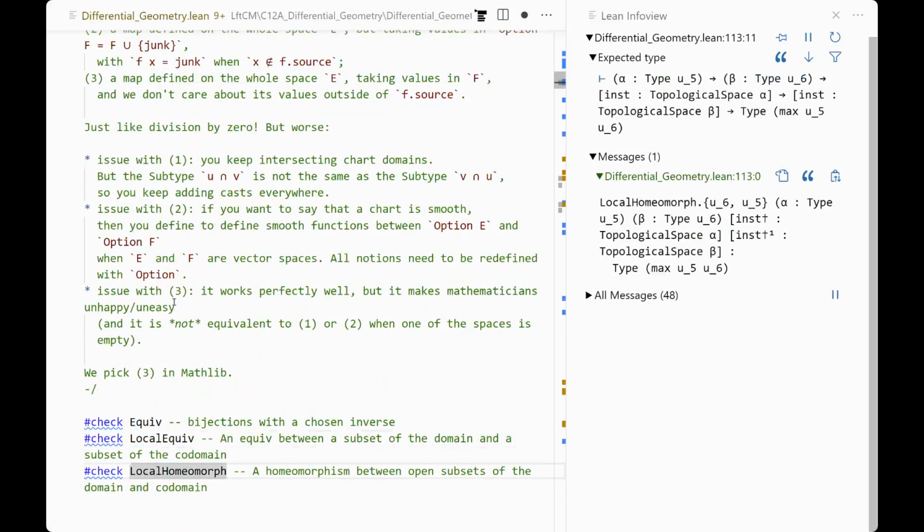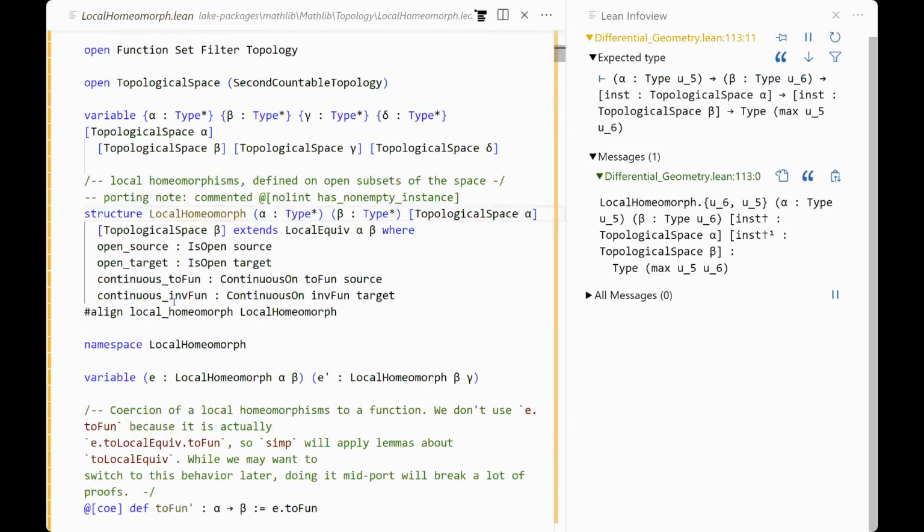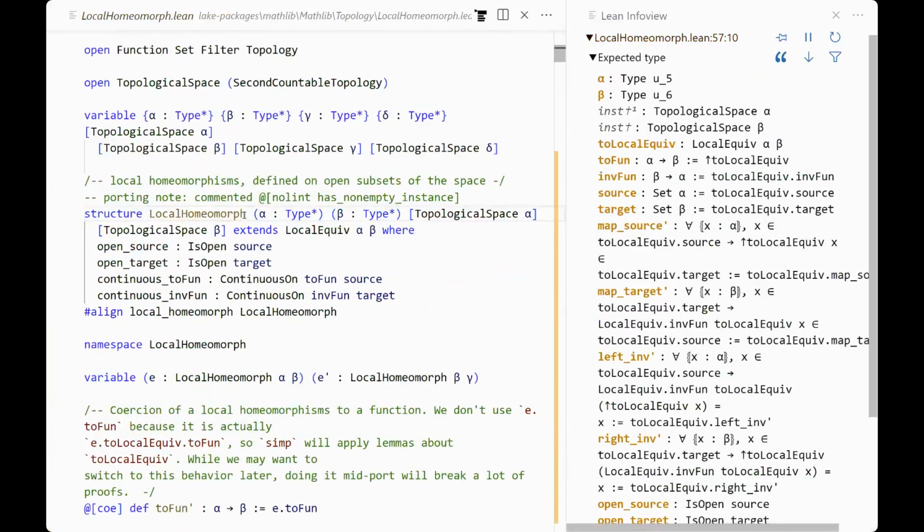And then we have a local homeomorphism. That extends a local equivalence. So every local homeomorphism has all the properties and data of a local equivalence. But then there's a couple more conditions. Namely, we assume that both the source and the target are open, and that the maps are continuous, at least when restricted to the source and the target.